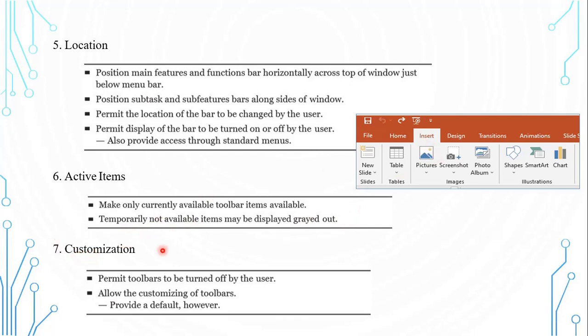And next, customization. Permit toolbars to be turned off by the user. Customization has to be provided for the user to permit the toolbars to be turned off, and also allow the customization of toolbars provided by default. You also have to have the default actions placed on the toolbar buttons.